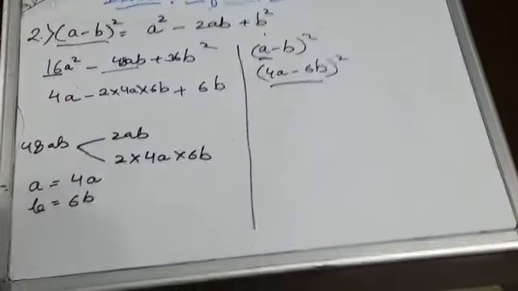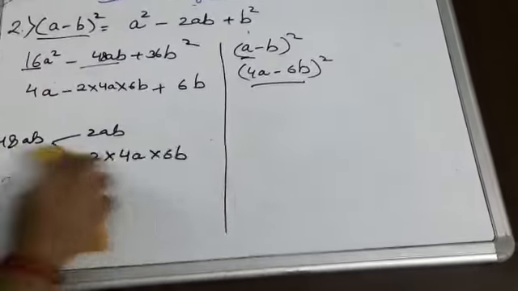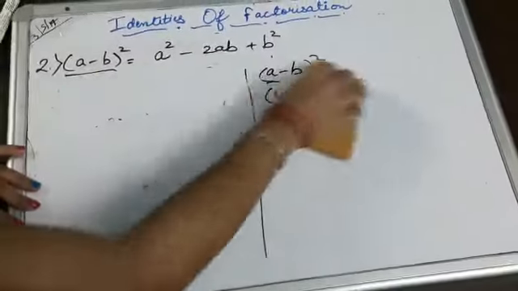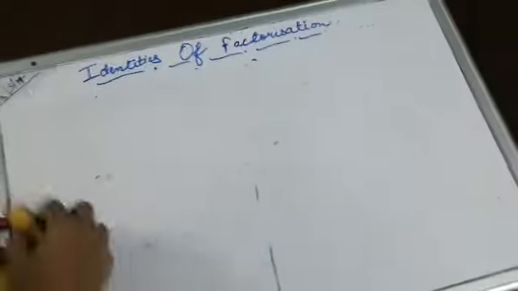So the third identity, that is a square minus b square. What is the expanded form of a square minus b square? We will study it in our next class.